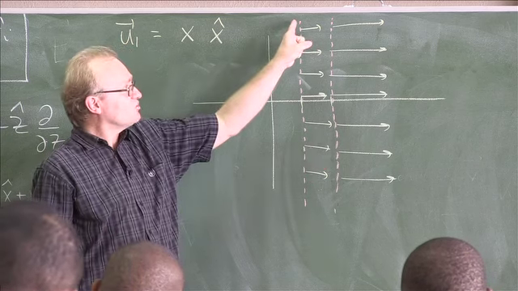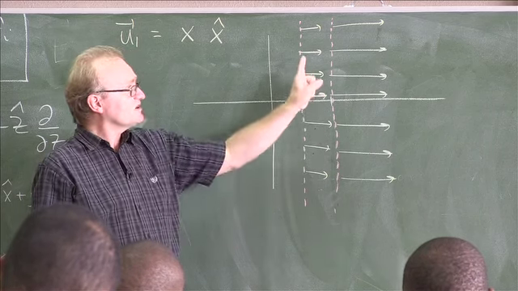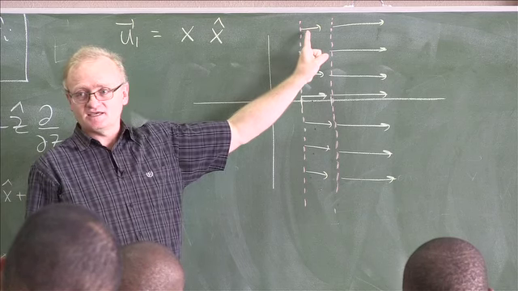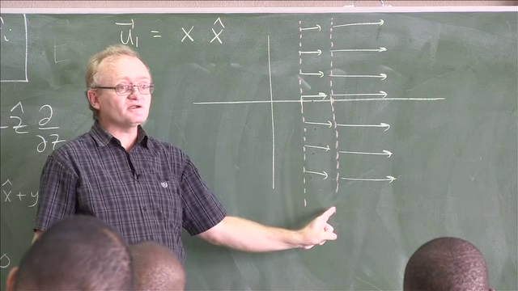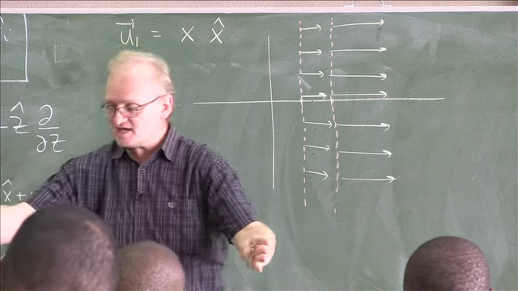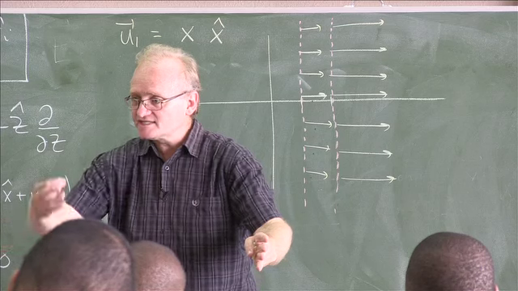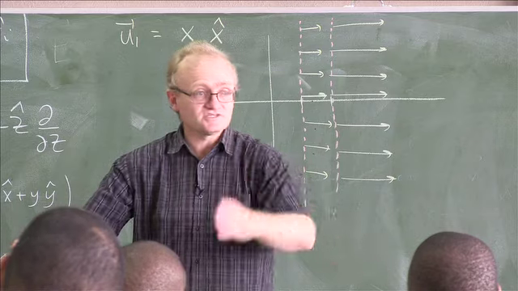If you measure the amount of water going past this screen, the particles are moving with a speed of 1 meter per second. If you measure the amount of water passing through past this screen, the particles are moving with a speed of 2 meters per second. So over here, the river's flowing quite slowly. Over here, the river's flowing twice as fast.